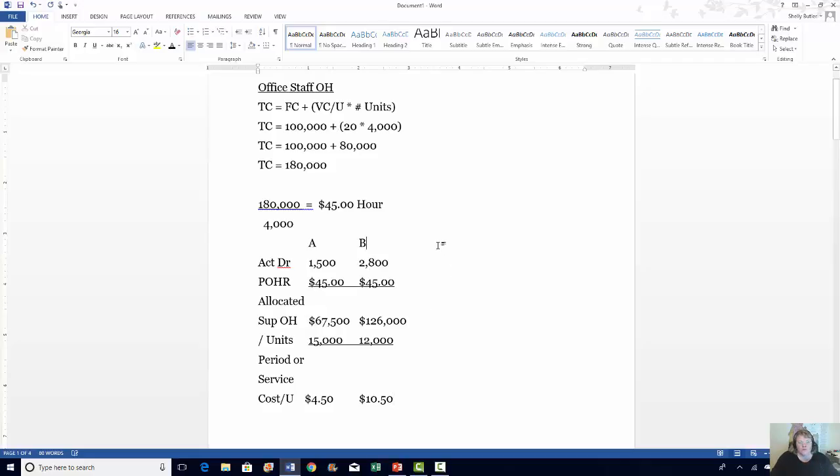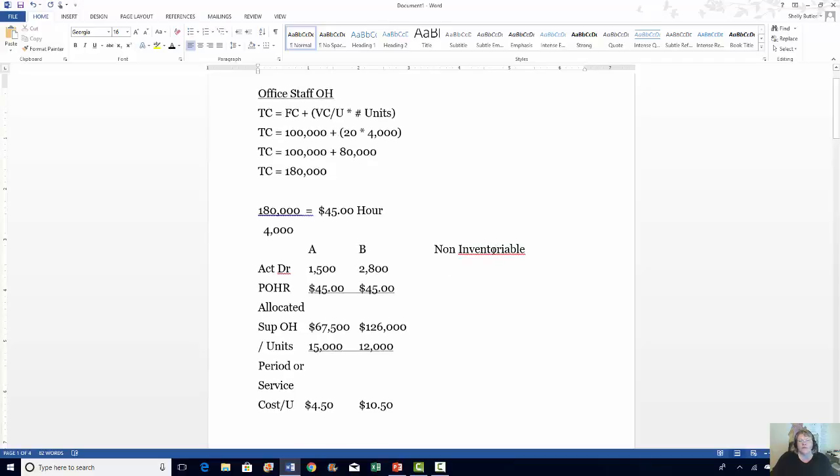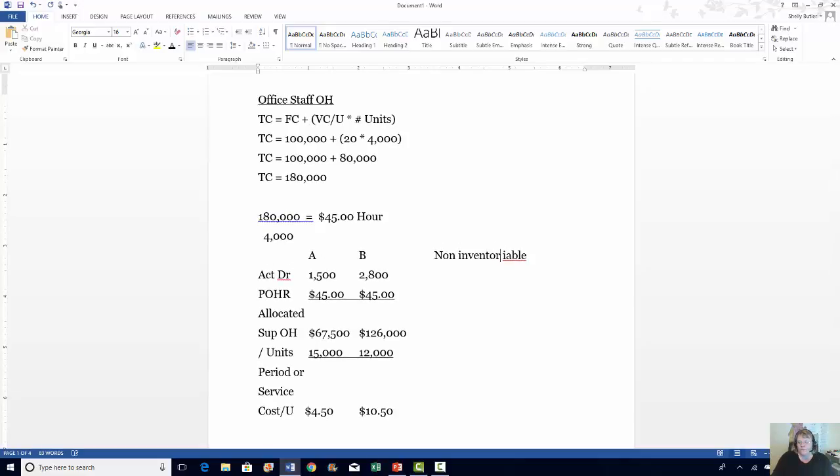So these costs are non-inventoriable. I don't think that's a correct word, but inventoriable.